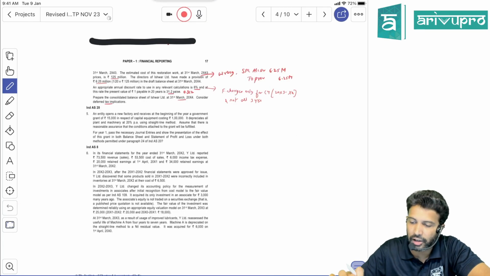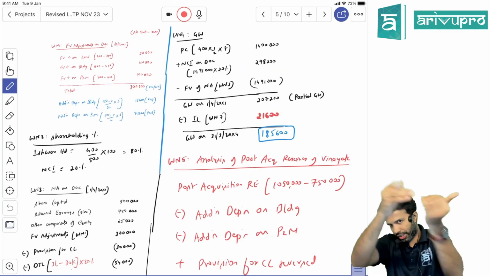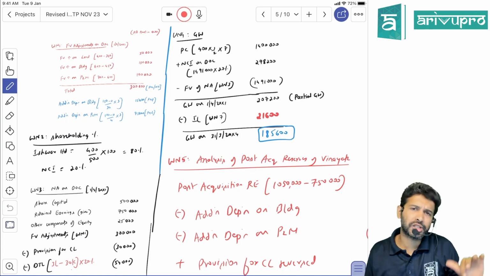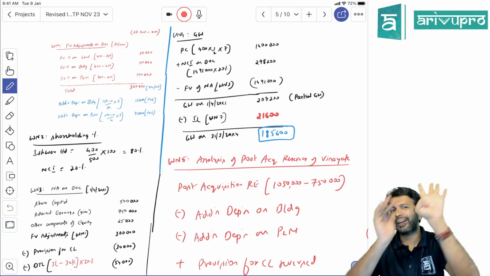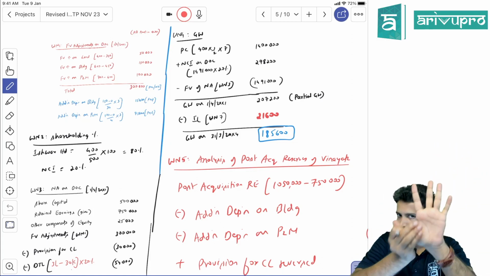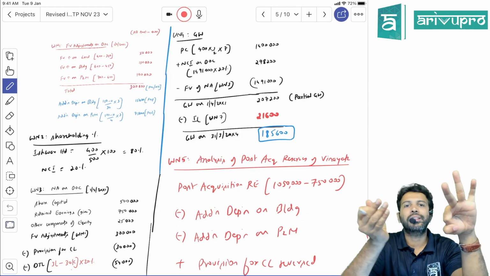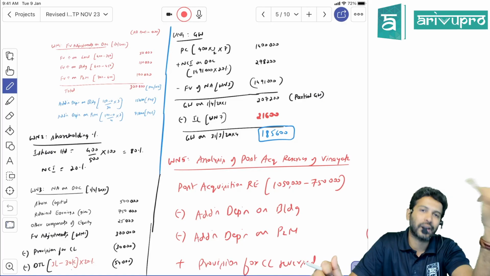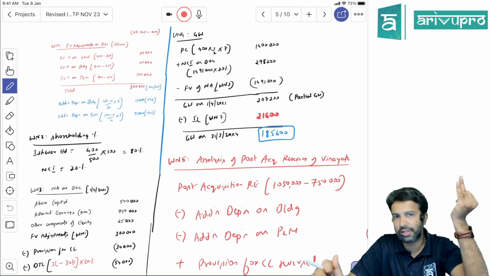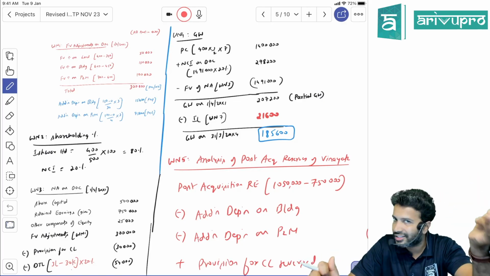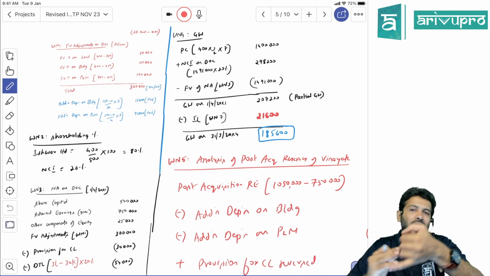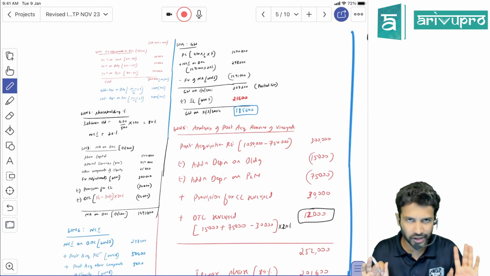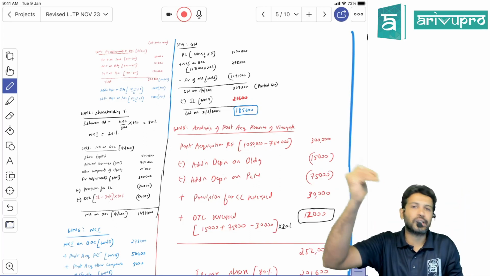Remember, before we start a consolidation question, the way we prepare the consolidation working notes is this. First, we prepare net assets on the date of control. Once you know that, then we calculate goodwill. Then we prepare a working note called analysis of post-acquisition reserves and surplus of the subsidiary company. Then we prepare NCI. After NCI, we prepare the other equity working note. These are the usual working notes we see in a consolidation problem.